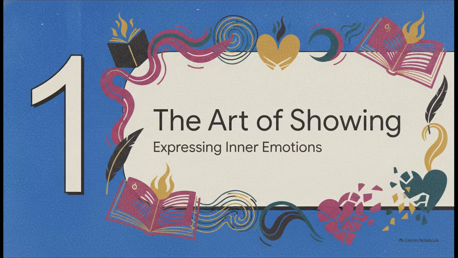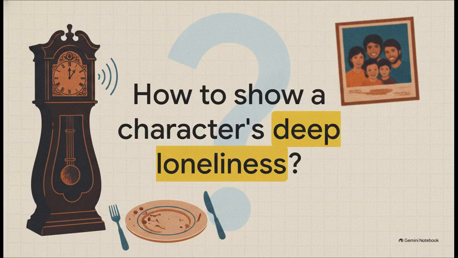All right, section 1, the art of showing. Let's get right into it. Now think about this for a second. If you're a writer and you want to convey complex emotions, you could just come out and say, "Sarah was lonely." But that's a direct statement. It rarely makes us actually feel anything, right? So how do you make the reader experience that isolation?